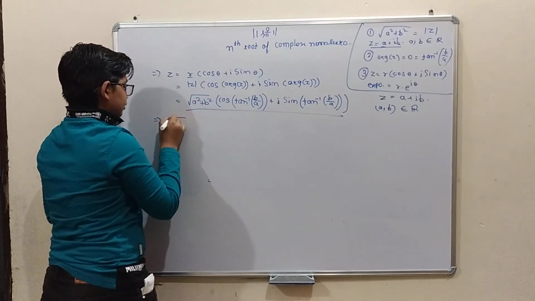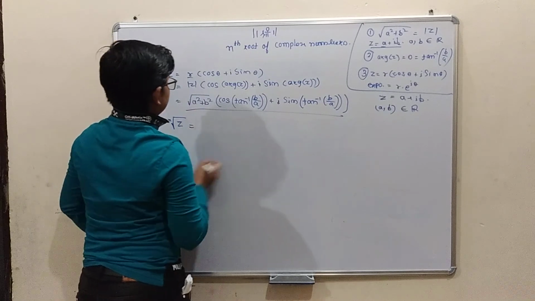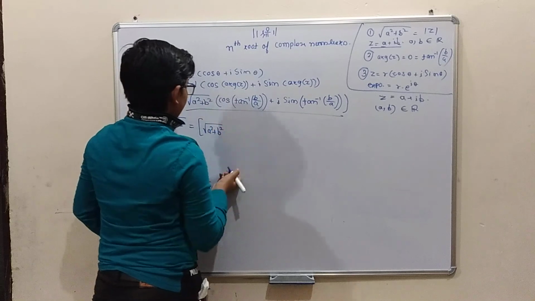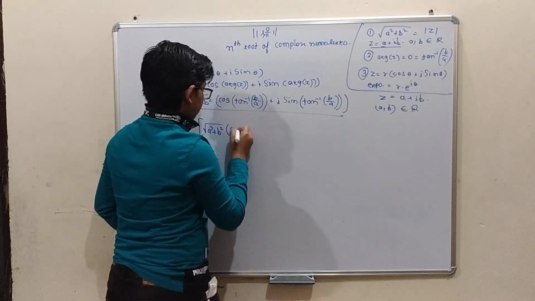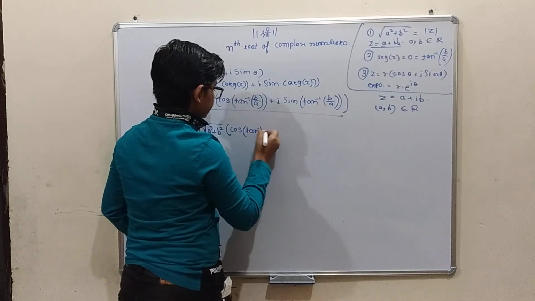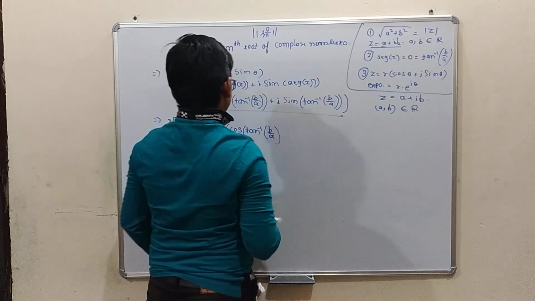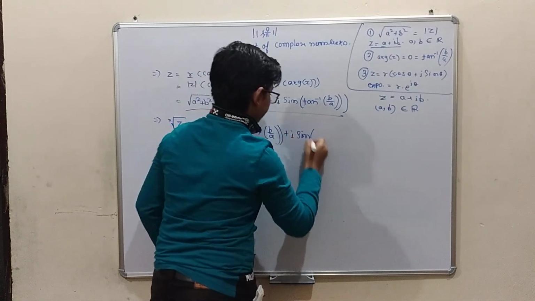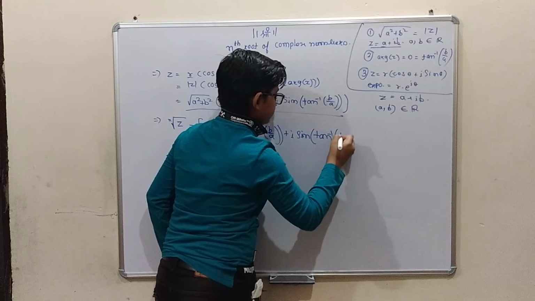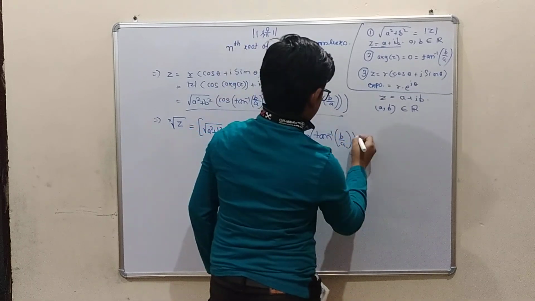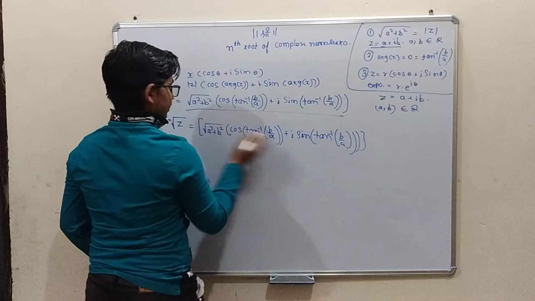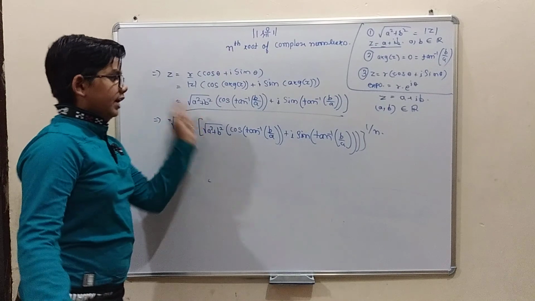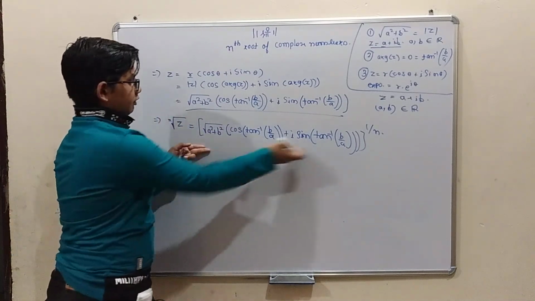So we can write the nth root of z as equal to root of a squared plus b squared times cos tan inverse b upon a plus i sin tan inverse b by a, all raised to the power 1 by n. So it will be equal to the nth root of z. Now how can we find this value?